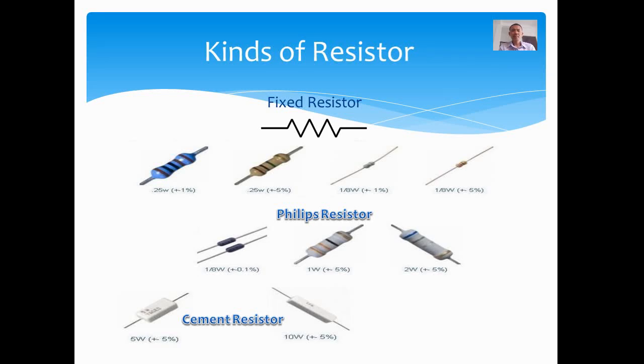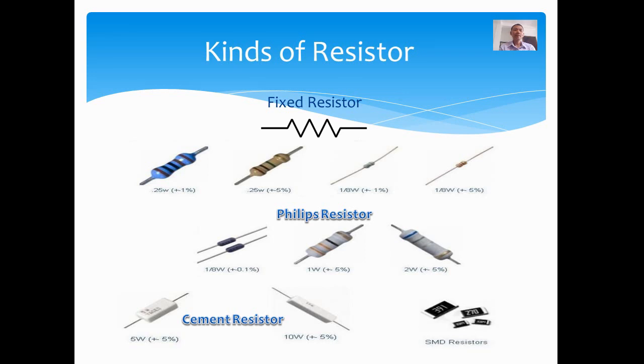On the other hand, for a Phillips type resistor, its value is color coded. It means that you need to convert the color codes before you can read or get its resistance value.